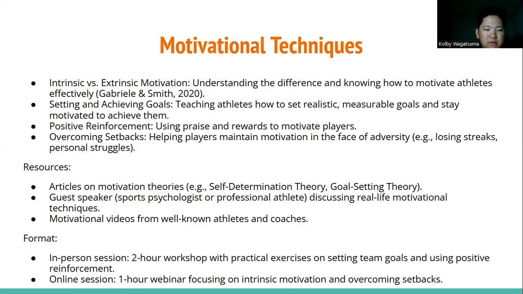Then you have positive reinforcement, so using praise and rewards to motivate players. And then overcoming setbacks, helping players maintain motivation in the face of adversity, which could be losing streaks or even personal struggles.